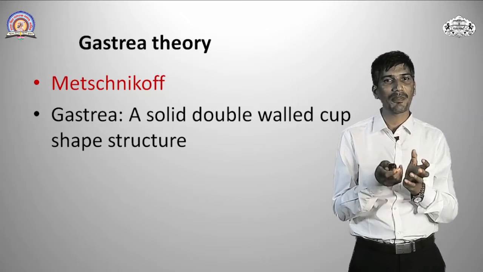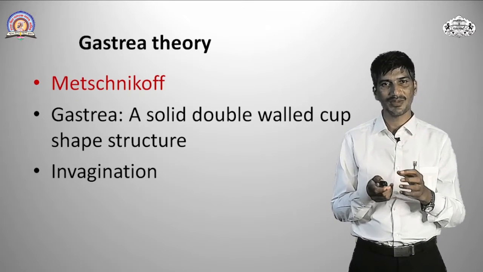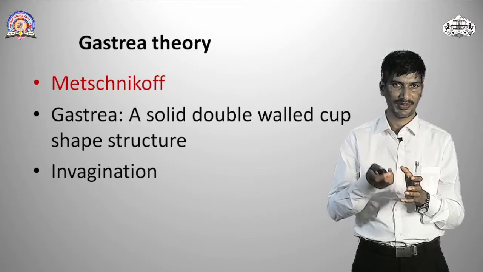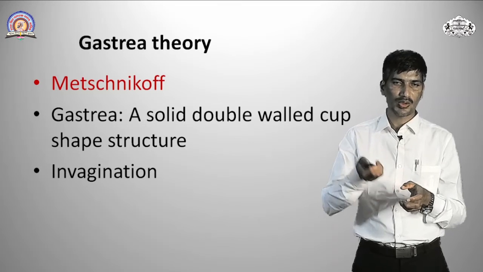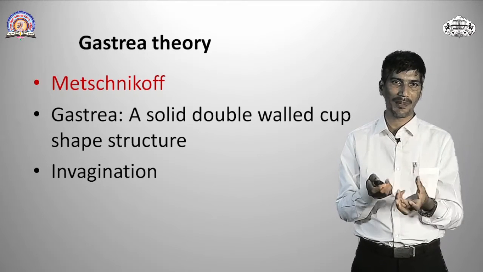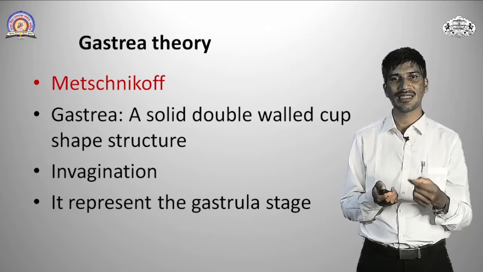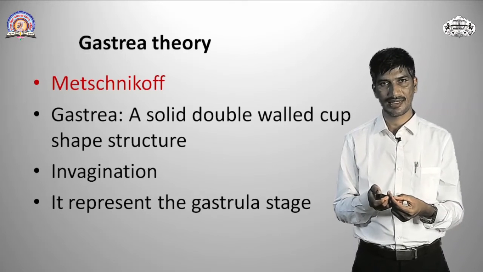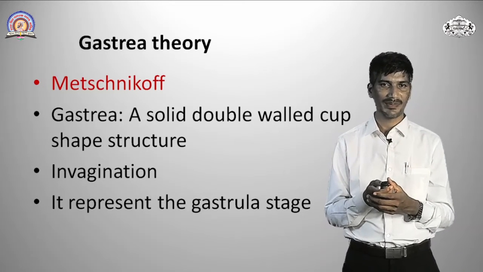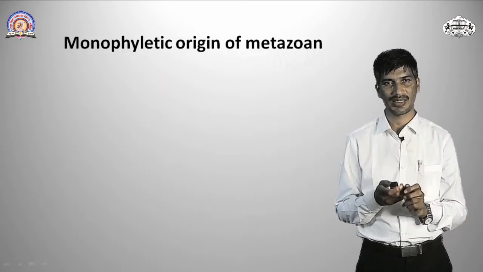double-walled cup-like structure. This cup-like structure means that one side, the layer of blastula, the layer of protozoan animal, pushes inside and they form the cup-like structure. The invagination takes place and it represents the gastrula-like structure. In the gastrula-like structure, a cavity is formed on the inner side through the invagination process.